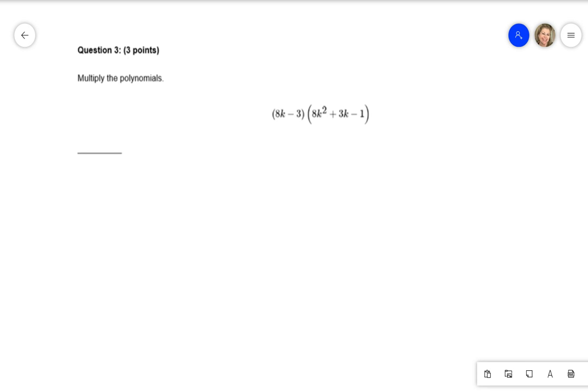You're multiplying polynomials here. You are multiplying this guy, 8k minus 3, that's a binomial because it has 1, 2 terms in it. And then you're multiplying it times 8k squared plus 3k minus 1, which has 1, 2, 3 terms, and that is a trinomial.